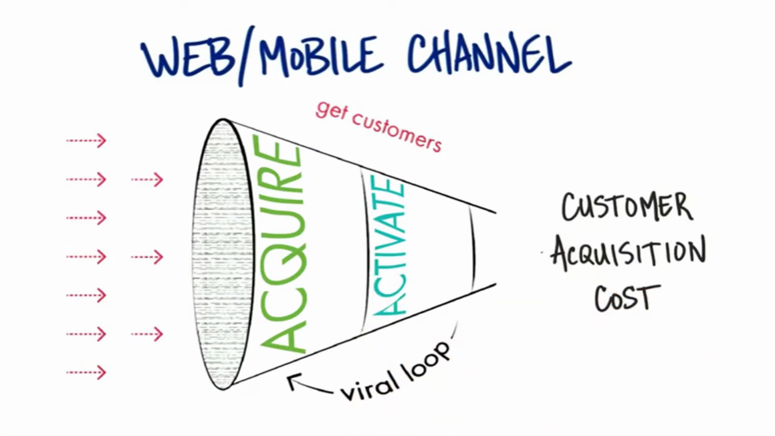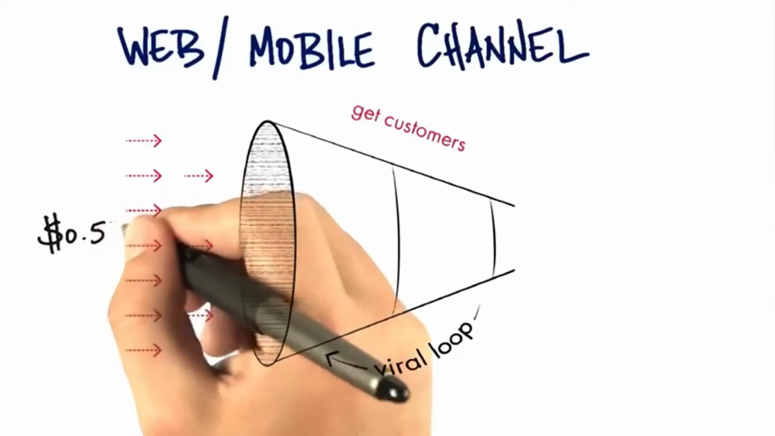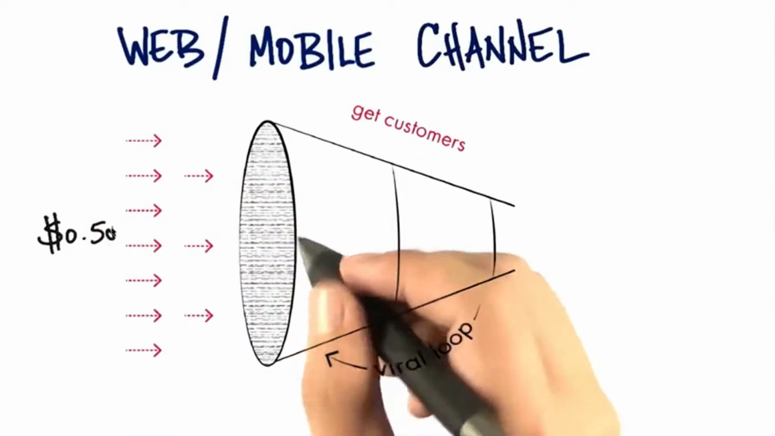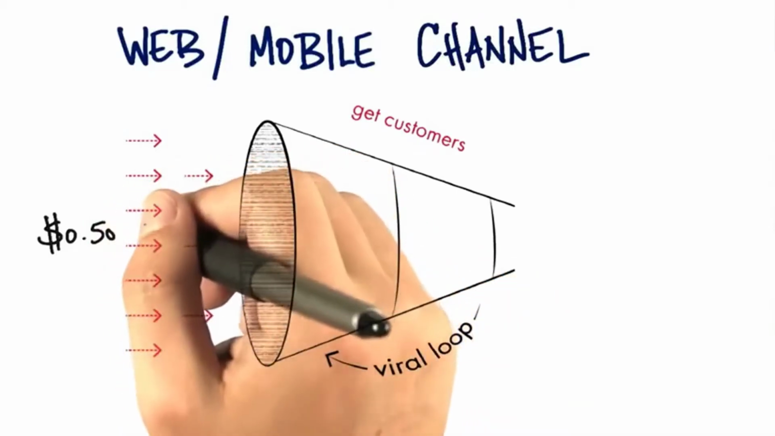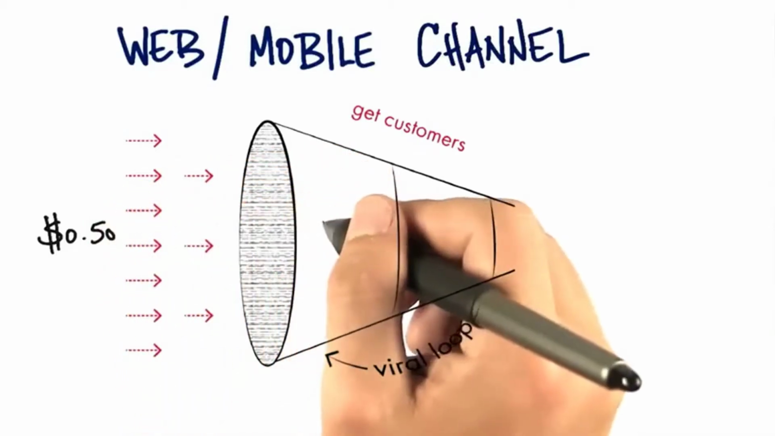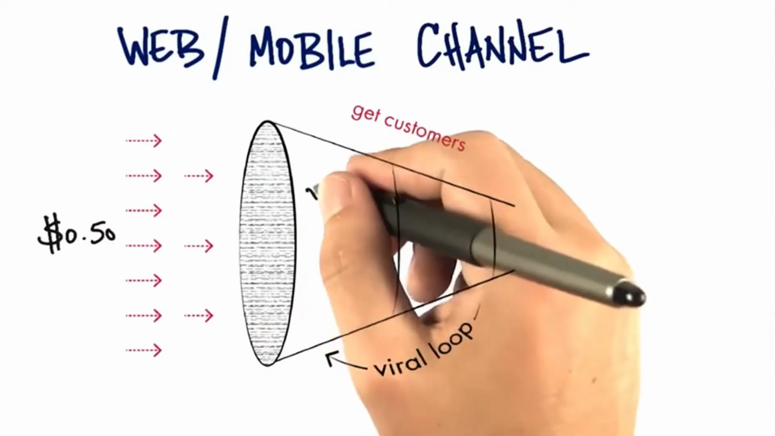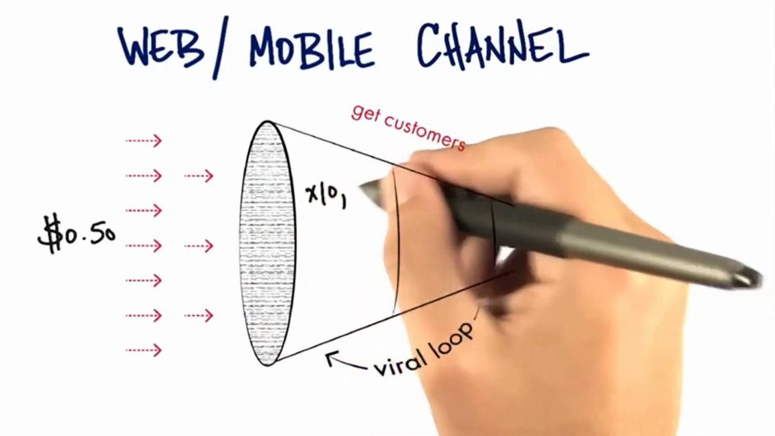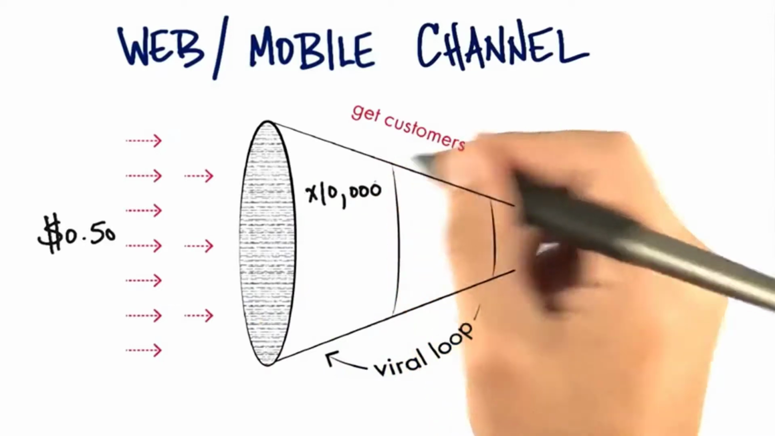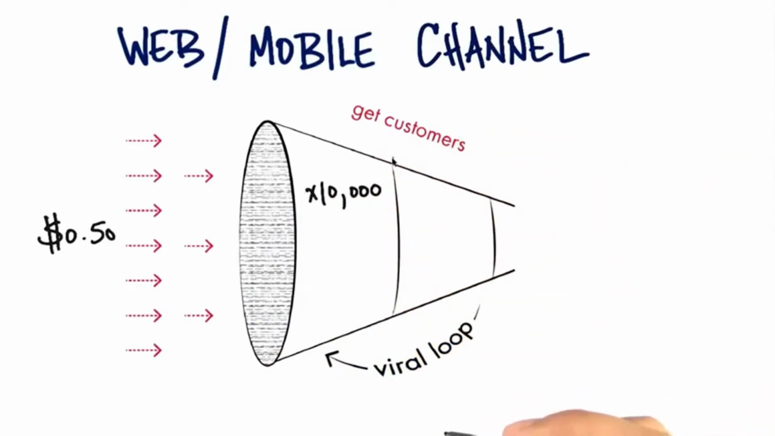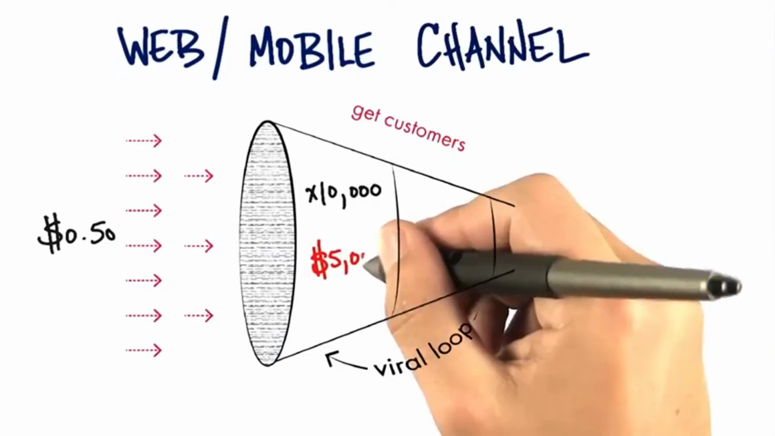So let's do an exercise and see what it feels like and how it works to get an activated customer and how much it costs. Let's assume I'm using Google AdWords and I'm paying 50 cents for pay per click. And let's assume my campaign at 50 cents each gets me 10,000 people to come look at my website. Well, 50 cents times 10,000, that costs me $5,000.